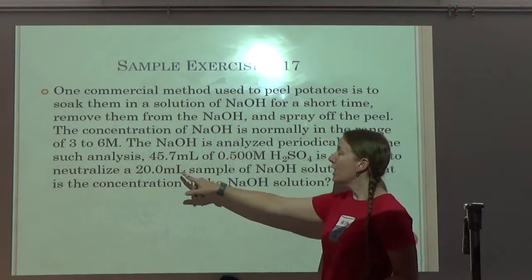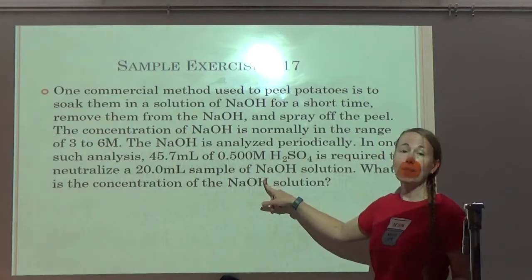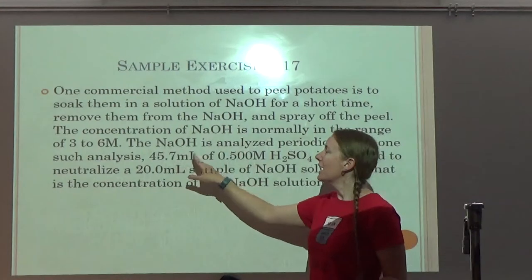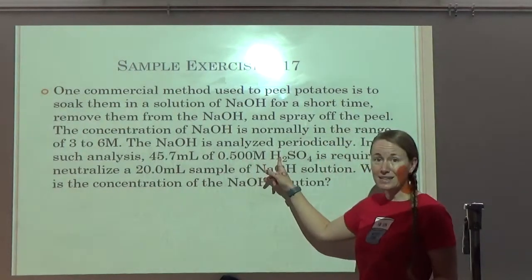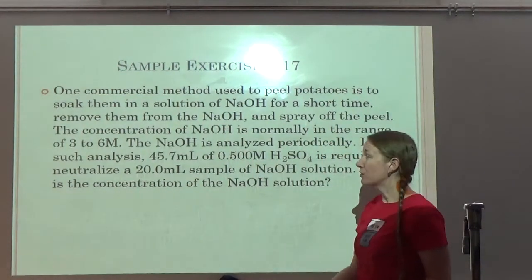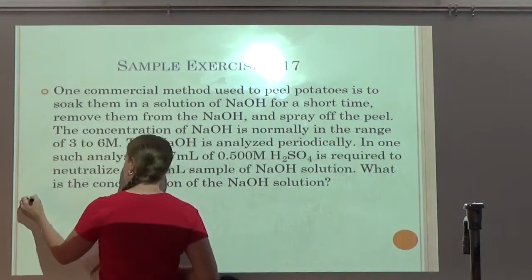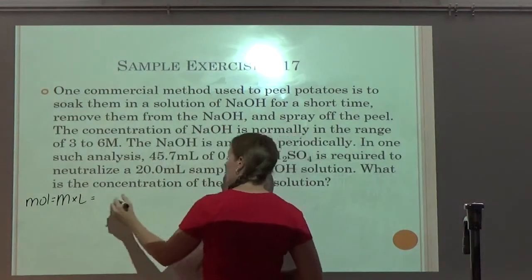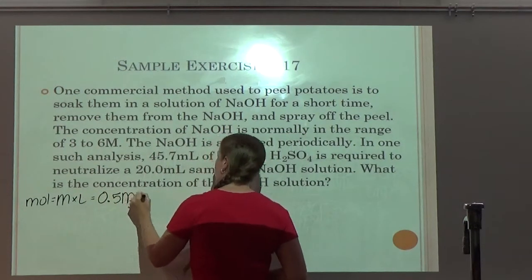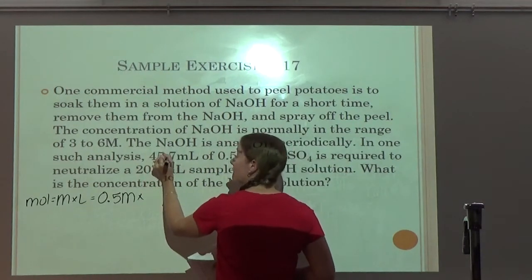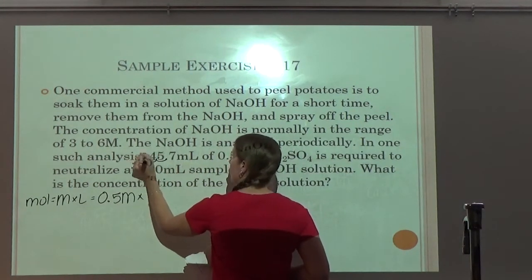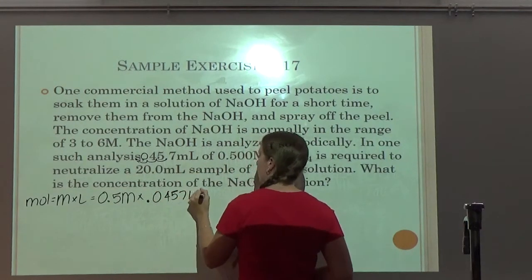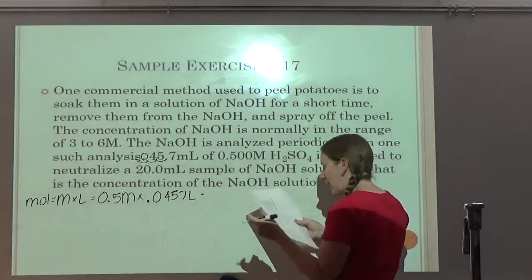Okay, so I know how much sodium hydroxide. I need to know how many moles because I'm trying to get concentration. But I know the molarity and the volume of the sulfuric acid. So first I need to figure out how many moles of sulfuric acid were used. Moles is molarity times liters. So my molarity of sulfuric acid is 0.5. And remember, I got to change milliliters to liters. 1, 2, 3. So it becomes 0.0457 liters.